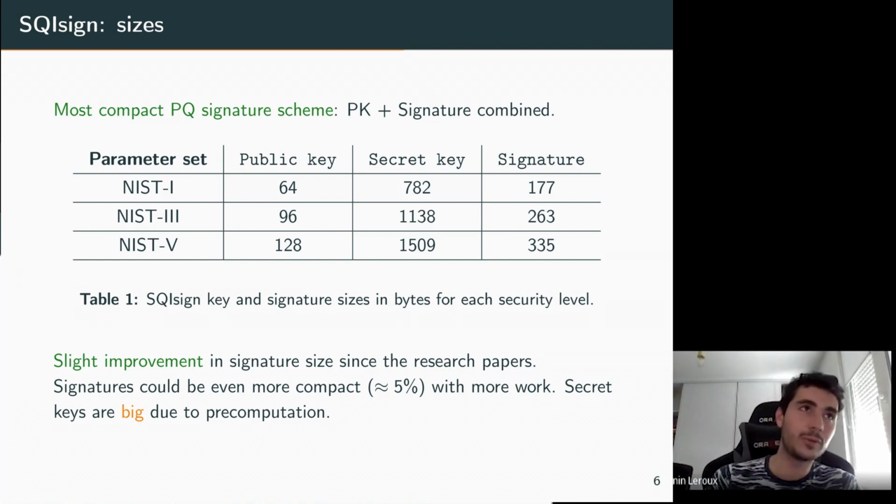Compared to the research papers that introduce SQISign, we've gained a little bit by using different tricks. And here you can see that the secret keys are quite big compared to the other things. It's due to the fact that basically we pre-compute a lot of stuff to improve the signing time. So this is why. But otherwise, if we don't care about efficiency, we can get very small secret keys as well.